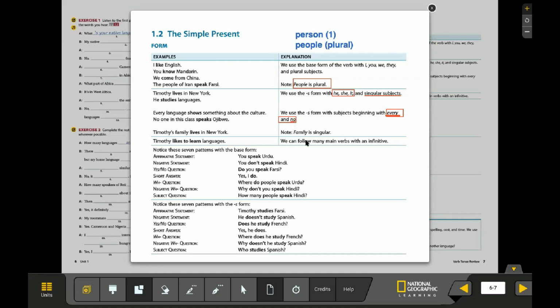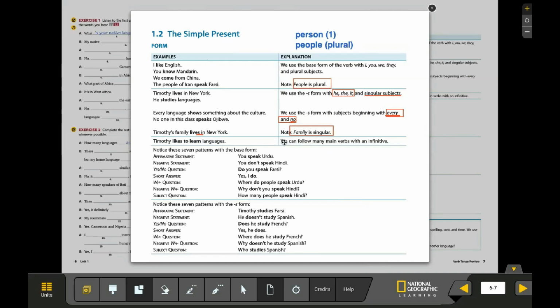And also family. Family is singular. So I know that when we talk about family, we have a lot of people in a family, but when we say the word family, it's a unit, okay? So my family is big, okay? A singular. So Timothy's family lives in New York. And then we have one more here.